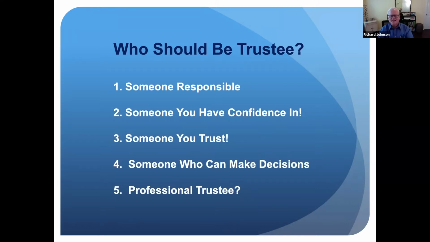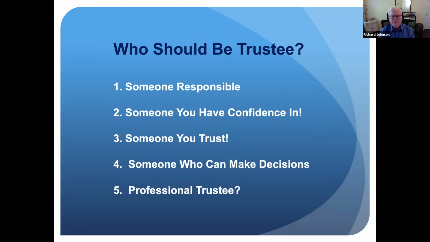Do you trust that person? Has that person that you're choosing as a trustee ever lied to you? Have they ever stolen anything from you? Well, if they have, maybe that's not the person that you want, because you want somebody who's trustworthy. You also want somebody who can make decisions. There's nothing worse than having a trustee who can't decide whether to do this or that, and they just can't make a decision. So you have to have somebody who's not indecisive.